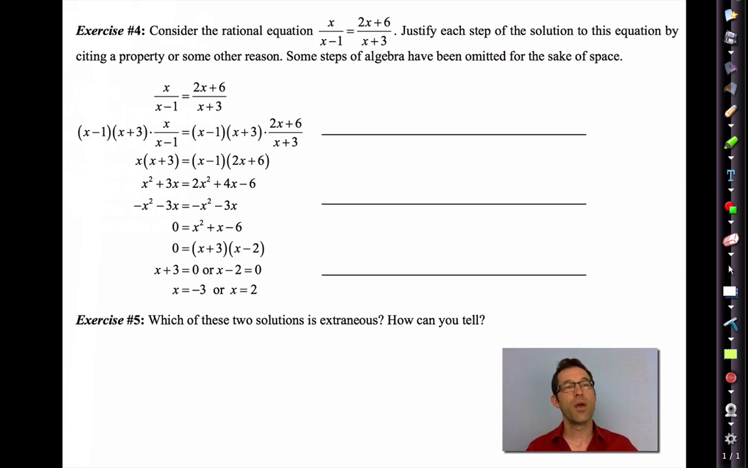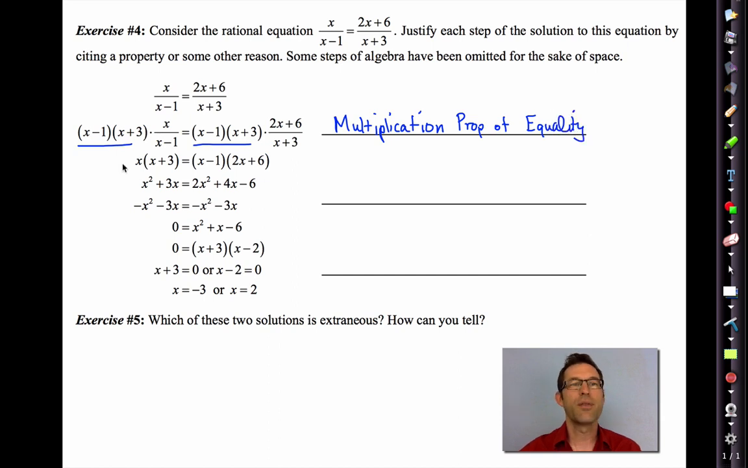All right. Well, in the first case, what we've done is we've multiplied both sides of this equation by the quantity x minus 1 times x plus 3. Whenever you multiply both sides of an equation by the same thing, or square both sides, you're using the multiplication property of equality. Now, in that case, of course, what happens is that those x minus 1s cancel, those x plus 3s cancel, and you're left with this.